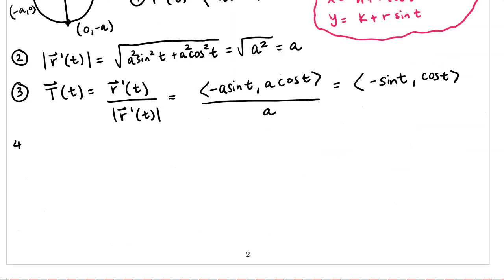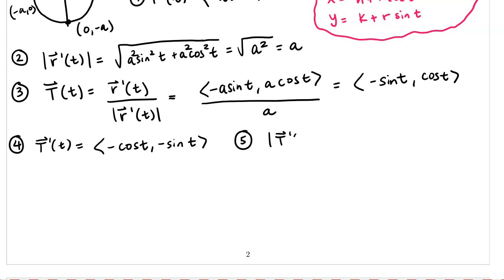All right, from here, going back to the curvature definition, I'm going to need the derivative of the unit tangent vector. So now I'd like to find capital T prime. If we do that, that's going to be (negative cosine t, negative sine t). Then, as a next step, we'd like to find the magnitude of T prime. And if we do that, that gives us the square root of cosine squared t plus sine squared t.